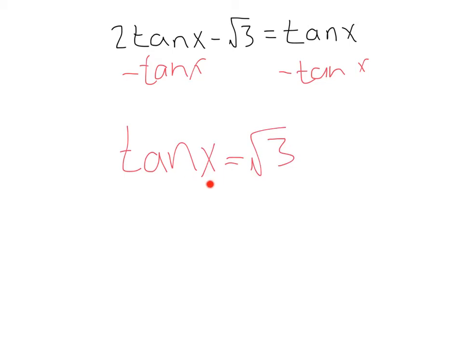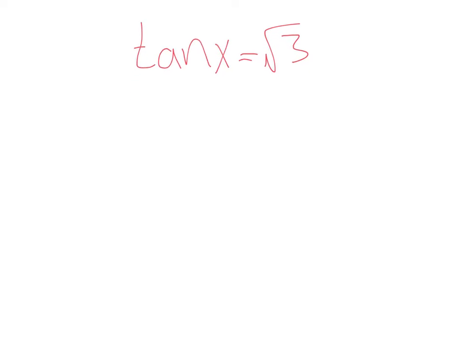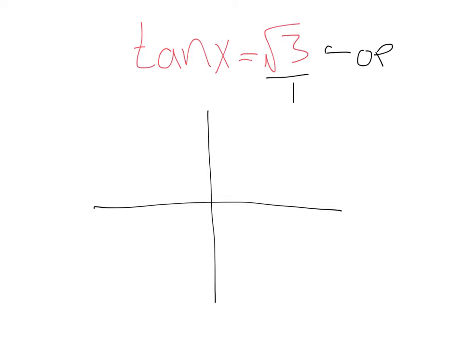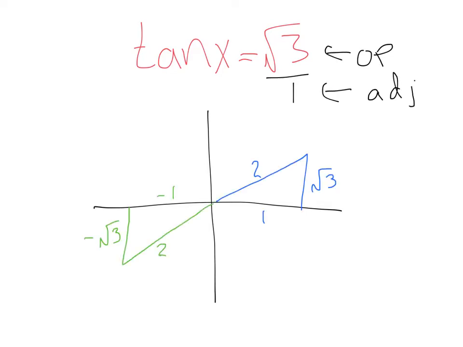Now to solve for x here, think back to last unit. What we did was we drew these on a coordinate plane, and we know that tangent is opposite over adjacent. I'm going to put this over 1, so I know my opposite side is root 3 and my adjacent side is 1. Drawing these out, I see that I have a possibility in quadrant 1. My opposite, root 3, over adjacent, 1.